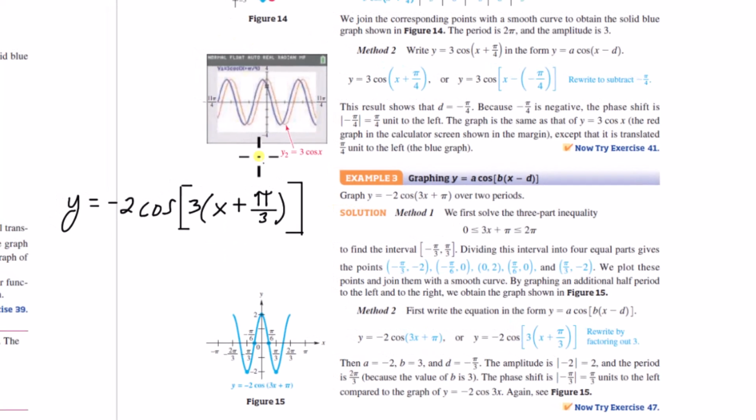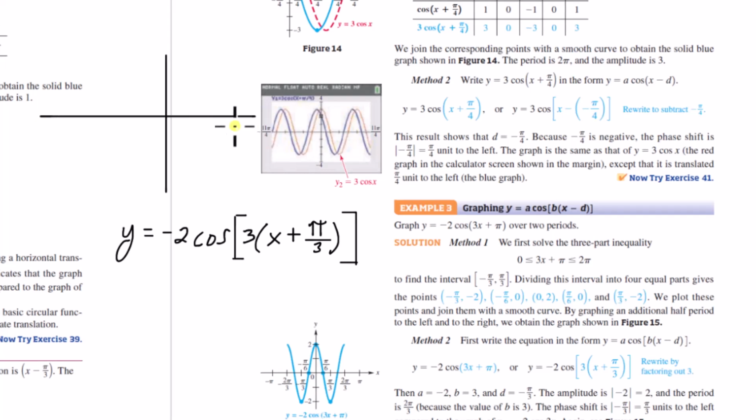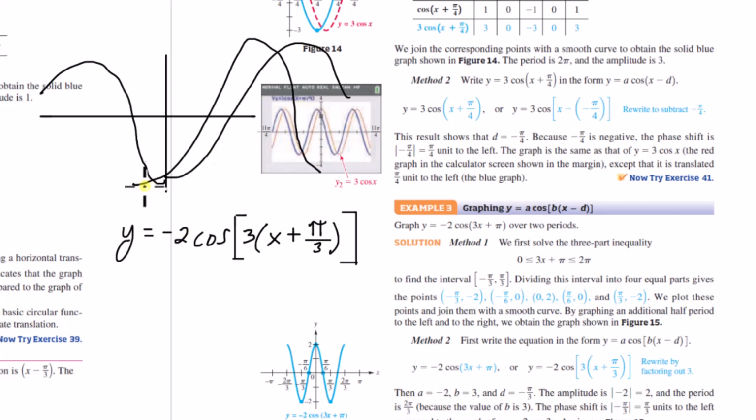So you started with minus 2 cosine x. So that's like, and then you could think about it so that the minus 2 is applied, you horizontally translate it to the left pi over 3. So now it's, and then you stretched it, or you shrunk it about the x-axis by a factor of 3.